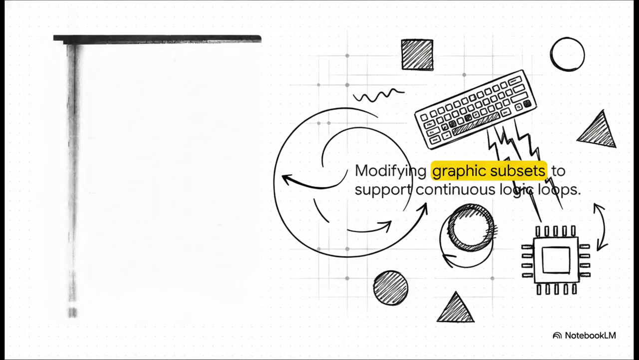And because this grid was just so mathematically rigorous, it gave programmers the power to modify graphic subsets to support continuous logic loops. Keys like Control-C were designed to natively intercept terminal signals. Think about it. You press Control-C and it instantly sends a signal interrupt straight to the operating system, entirely bypassing the need for a mouse or any visual buttons.